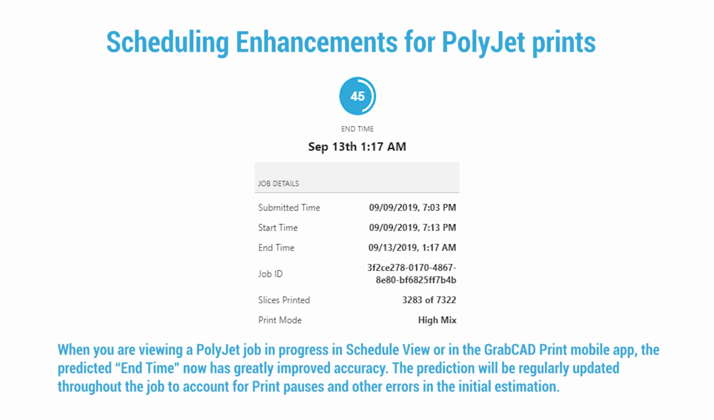Scheduling enhancements for PolyJet prints. When you are viewing a PolyJet job in progress in Schedule View or in the GrabCAD Print mobile app, the predicted end time now has greatly improved accuracy. The prediction will be regularly updated throughout the job to account for print pauses and other errors in the initial estimation.